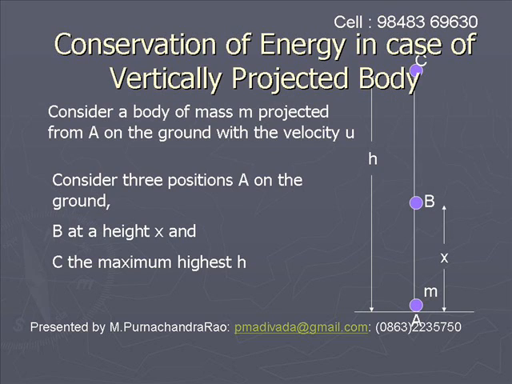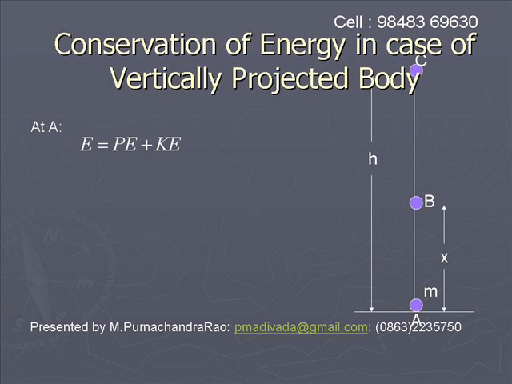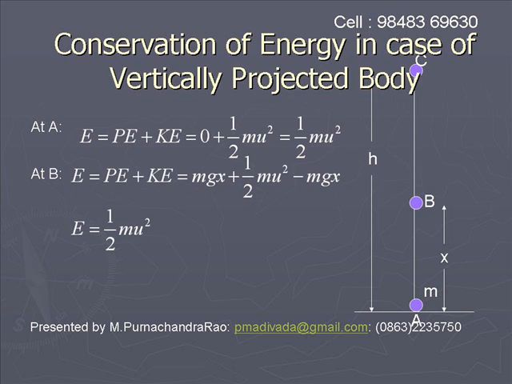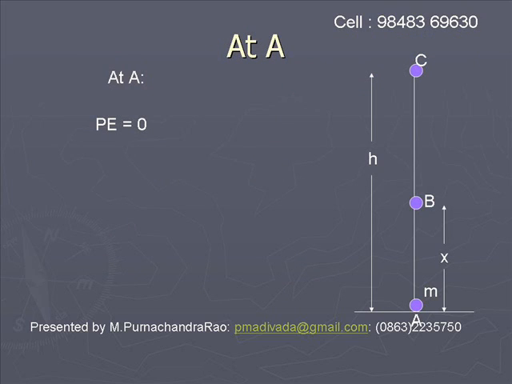At A, the total energy is composed of potential energy and kinetic energy. Potential energy is equal to 0 and kinetic energy is half mu square, so the total energy is half mu square. At B, total energy is equal to Pe plus Ke, that is equal to mgx potential energy plus half mu square minus mgx kinetic energy, that is equal to half mu square. At C, potential energy is half mu square and kinetic energy is 0, so the total energy becomes half mu square. Now I will show how the energy changes at different positions.